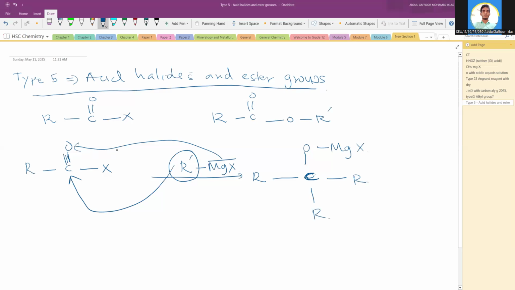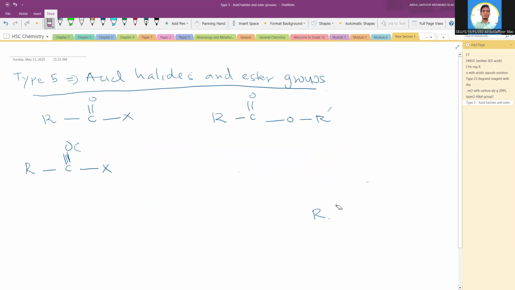So here what will happen is, R will come and join here, R dash. Let me explain from the beginning. Already we discussed if you have this alkyl group, the X will come and join with this MX2, right? So let's write everything clearly.